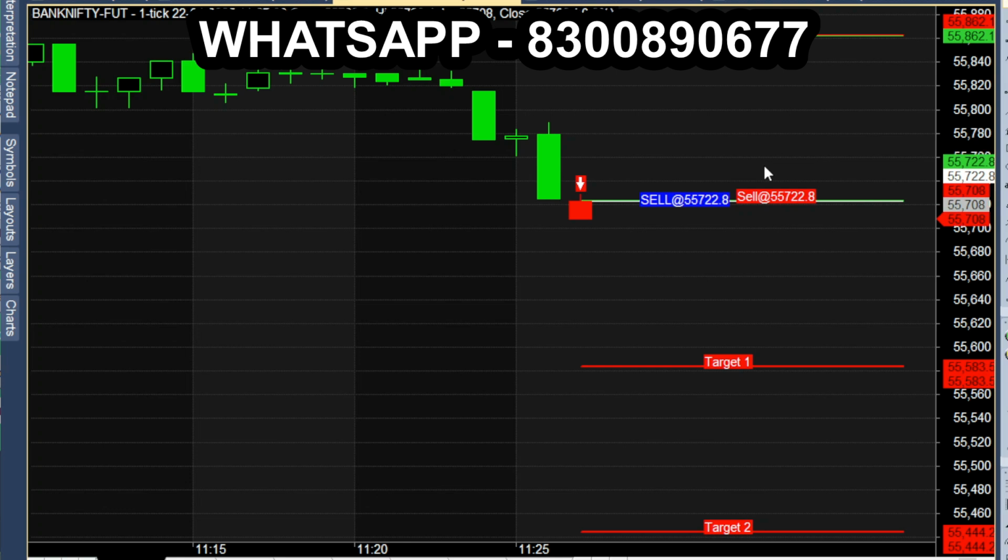That straight white line from the red candle is the entry line. Below the line are the target lines, above the line is the stop loss line. Through this you will get the entry point. Through this entry you can do your manual trading or auto trading, both are possible.